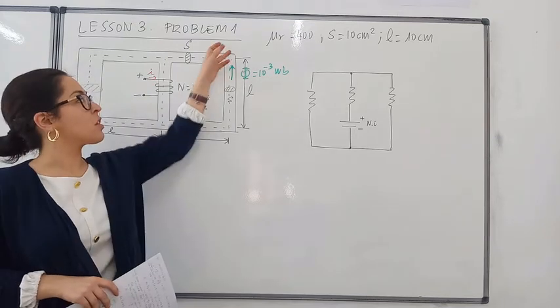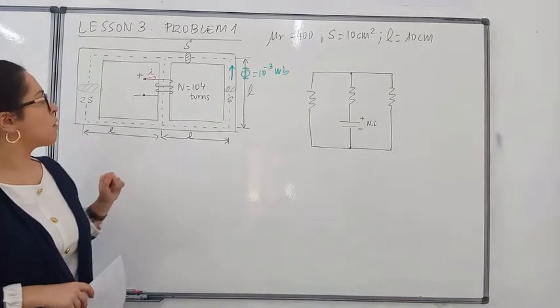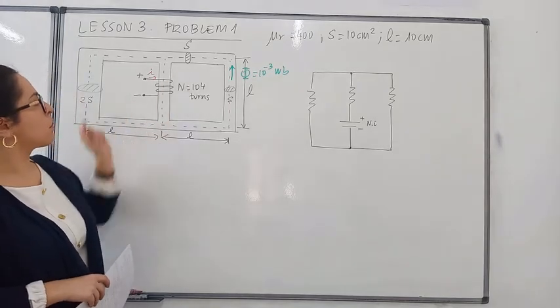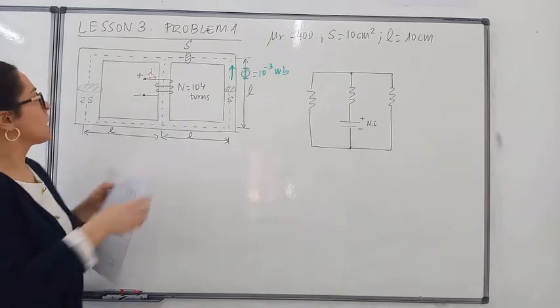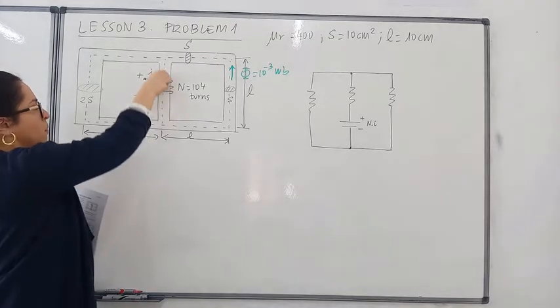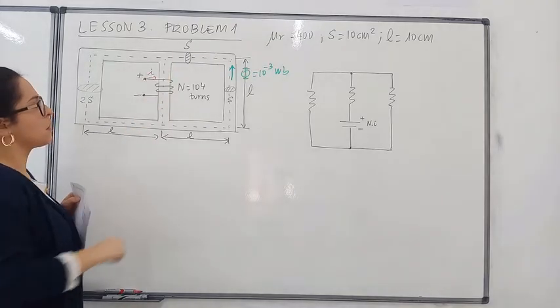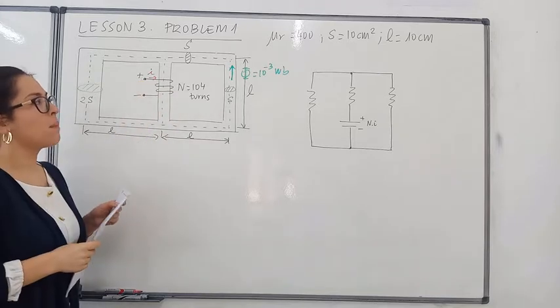Hi everyone, in this video we are solving problem 1 of lesson 3. In this problem we have a magnetic circuit which is represented here, and we know that here we have a current, and in the central branch of this magnetic circuit we have 10^4 turns in this coil, okay?